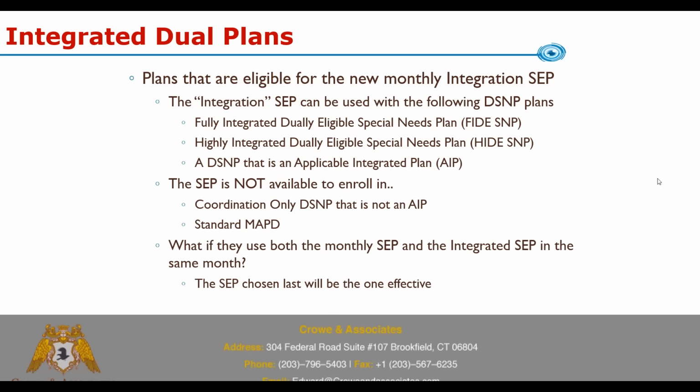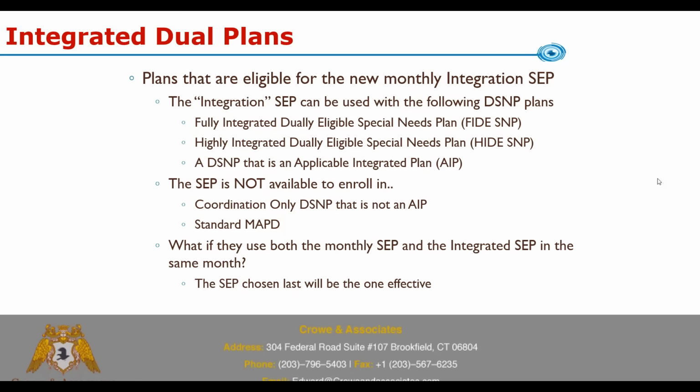So plans that are eligible for the new monthly integration SEP, and that's what we'll call it, the integration SEP. The integration SEP can be used with the following DSNP plans with the following level of integration. So fully integrated, highly integrated, or a DSNP that is applicable integrated. Those 3. So in 2025, the DSNP election used to be for the first 3 quarters of the year, you could switch people, but now it's monthly.